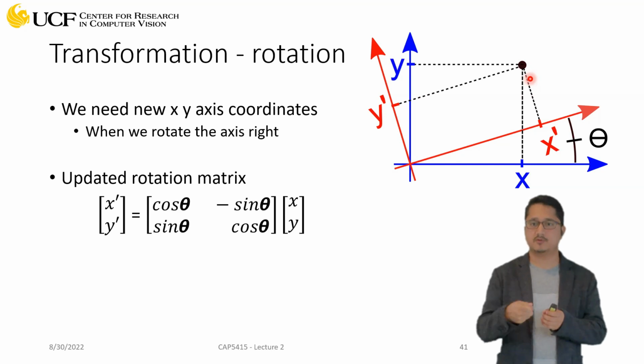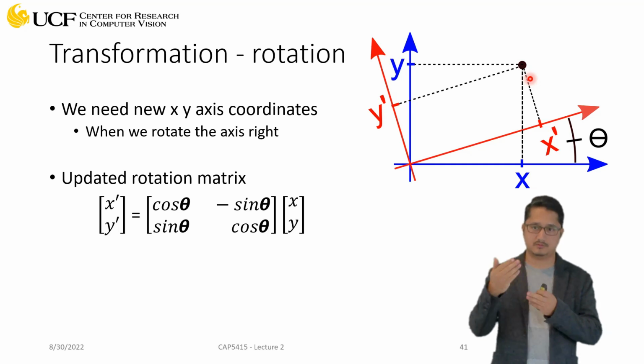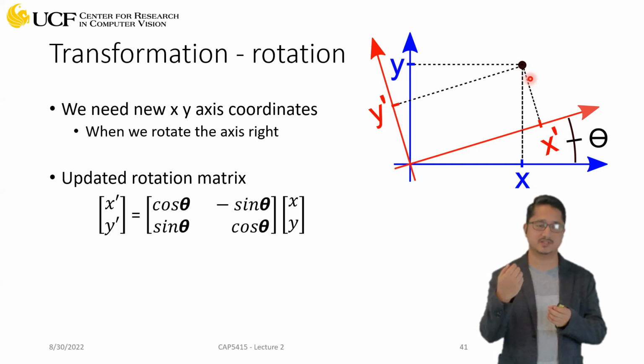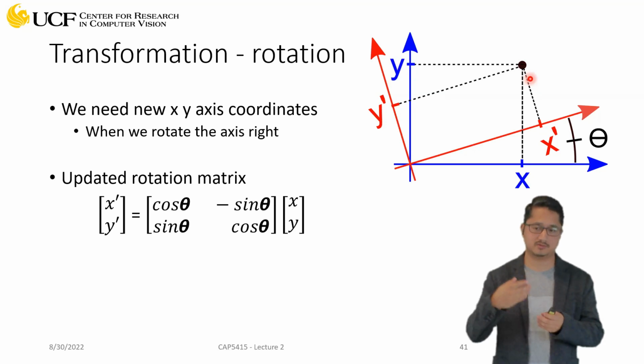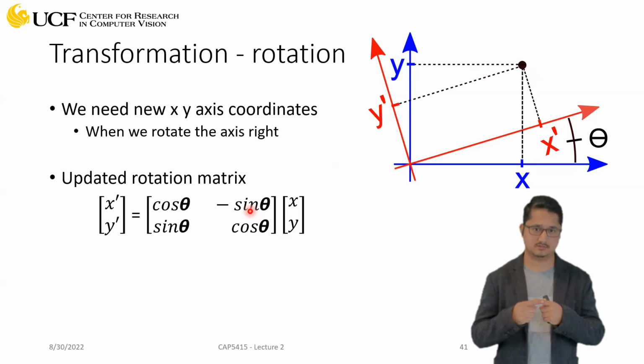Therefore, if you want to move the point with the angle theta towards the left, we will have to move the axis with angle negative theta towards the right. So it's in the opposite direction. That's why we changed the sign here. Okay, got it. Thank you. Good.